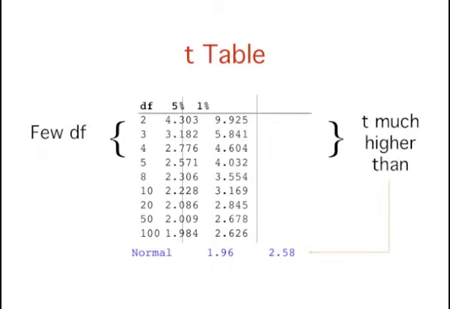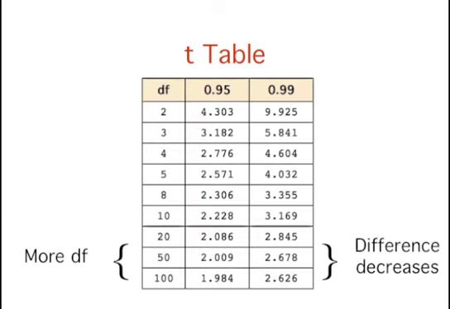Notice that with only a few degrees of freedom, the values of t are much higher than the corresponding values for a normal distribution. Also notice that, as the degrees of freedom increase, the differences between the corresponding values for the t-distribution and the normal distribution decrease.